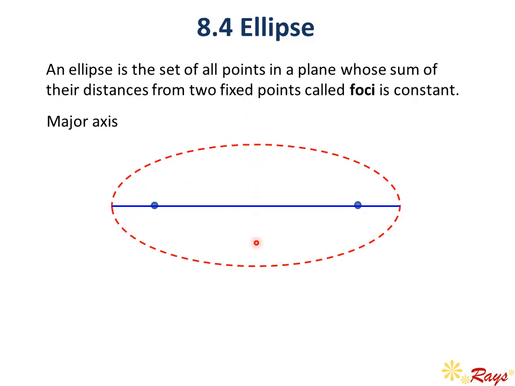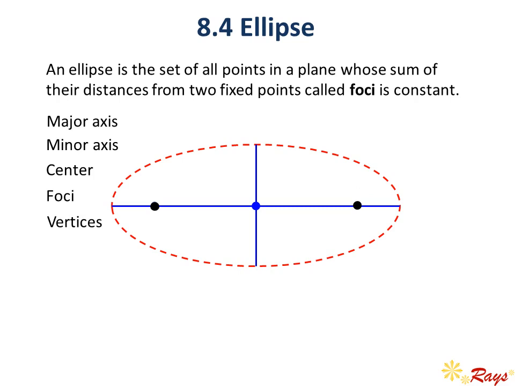In case the major axis is vertical, then we have an ellipse which is longer vertically. And we have a minor axis, which is the shortest axis, and it is perpendicular to the major axis. We have a center, which is the center of the ellipse. And we have foci, which is the plural for focus, since we have two foci, one on the left and another one on the right.